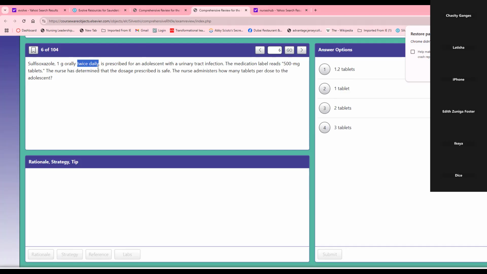Because it says that the doctor ordered 1 gram twice a day. So if you're giving 1 gram twice a day, how many grams are you given? Oh, yeah, that's true. 2. I understand now. Thank you. Okay. So it's just really interpretation sometimes for you guys.